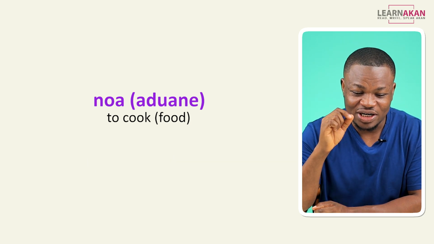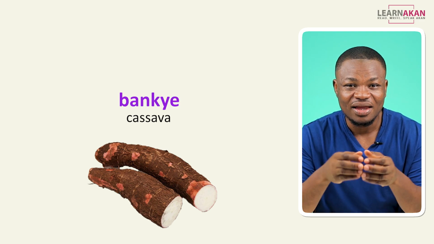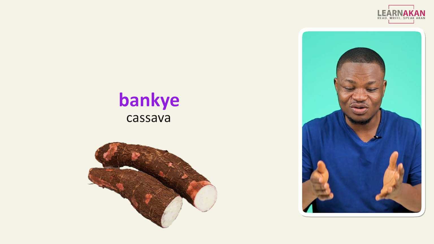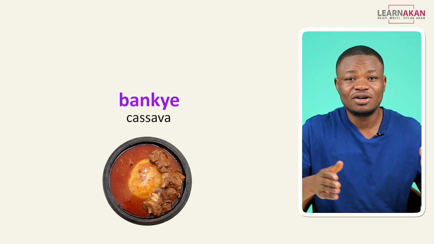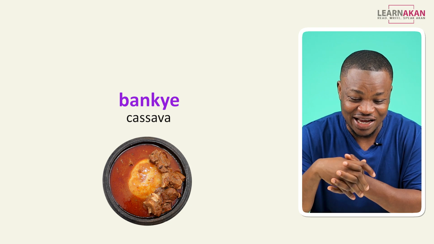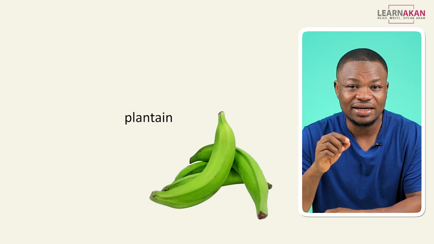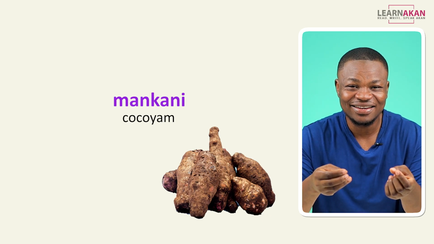All right. To the next one, we have cassava. And cassava in Twi is banche. This is quite popular in Ghana because we use this and plantain or cocoyam to prepare fufu, which is one of the most popular indigenous foods that we have here in Ghana. So we have cassava as banche. Plantain is bordie. And then we have cocoyam as mankeni.